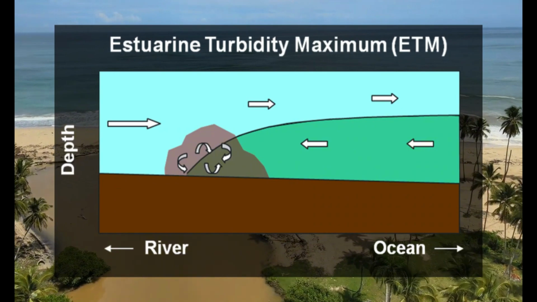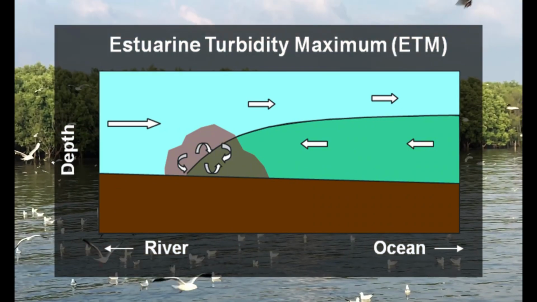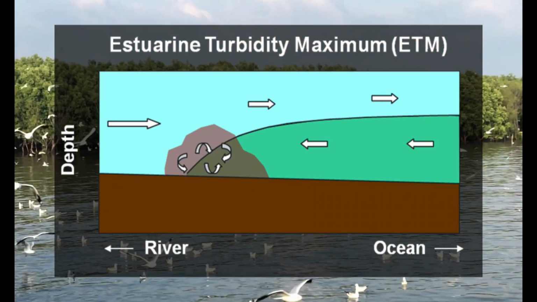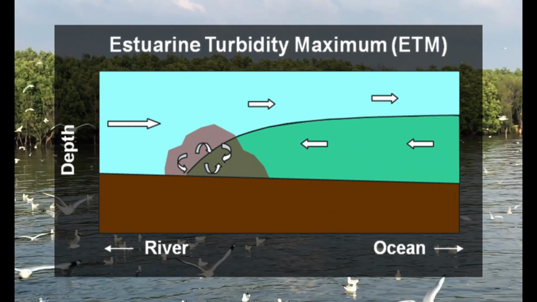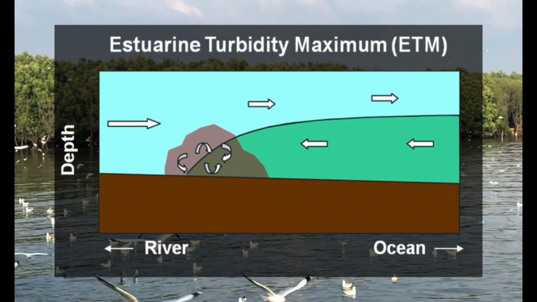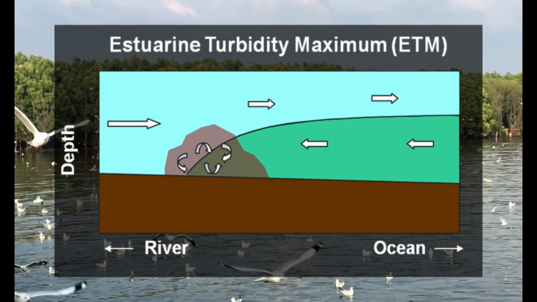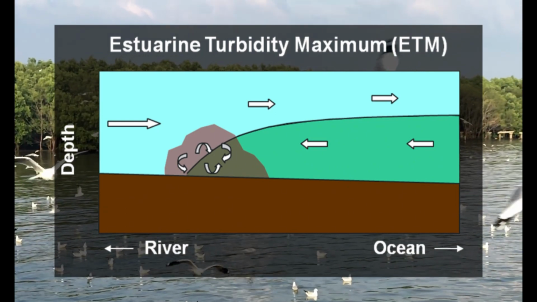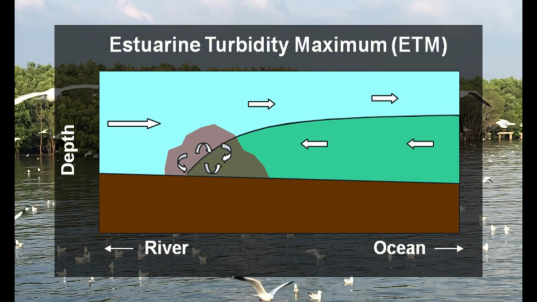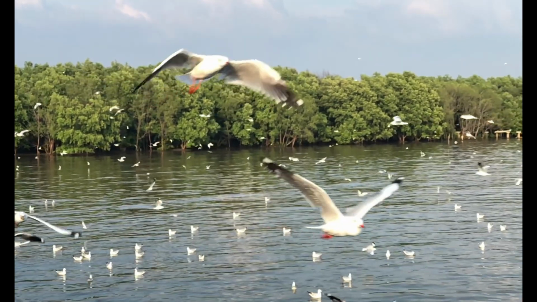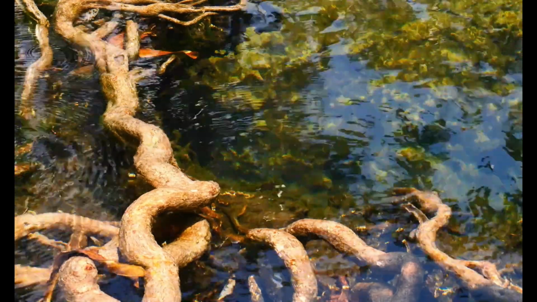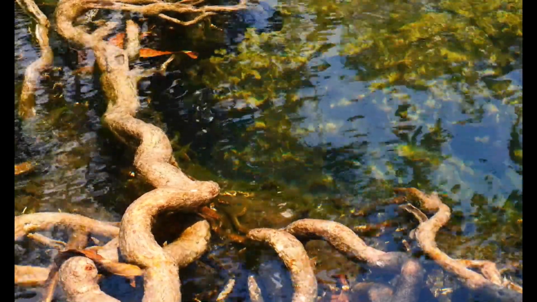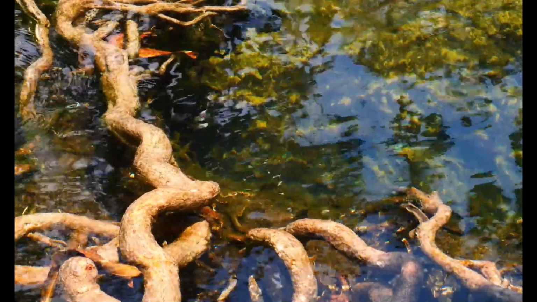The estuarine turbidity maximum (ETM) is a distinct phenomenon in estuarine environments occurring where sediment-laden freshwater mixes with clearer saltwater from the ocean. This convergence creates a zone of elevated turbidity, impacting various aspects of the ecosystem.